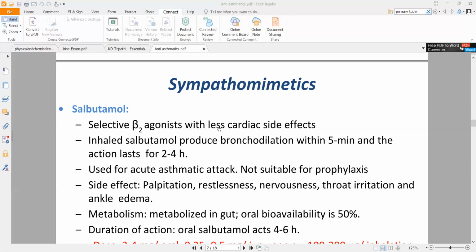So it will not let another asthmatic attack precipitate for 2 to 4 hours. It's especially useful for acute asthmatic attacks where progression is very quick. It is not useful for prophylaxis though. In the sense that there are asthmatics who are into sports as well. They are athletes who are asthmatic.